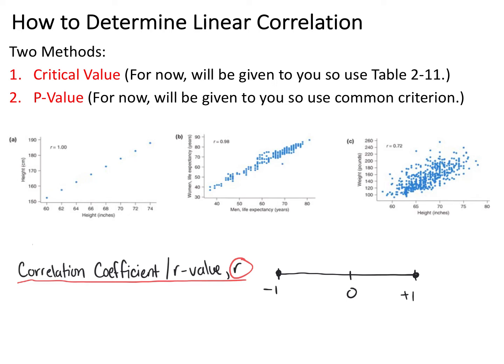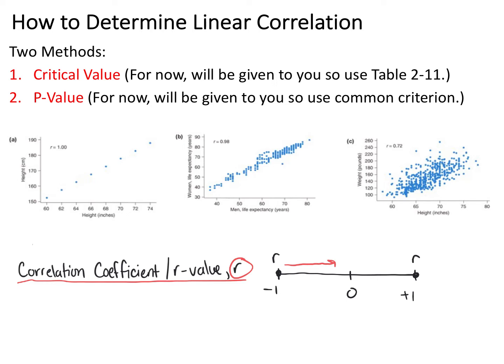The closer and closer your R value is to -1, the more, and I'll use quotations here, perfectly linear your data is going to appear in a scatter plot, but it'll just have a negative relationship. And then if your correlation coefficient is +1, then you will have a perfectly linear relationship or correlation, but it'll have that positive trend.